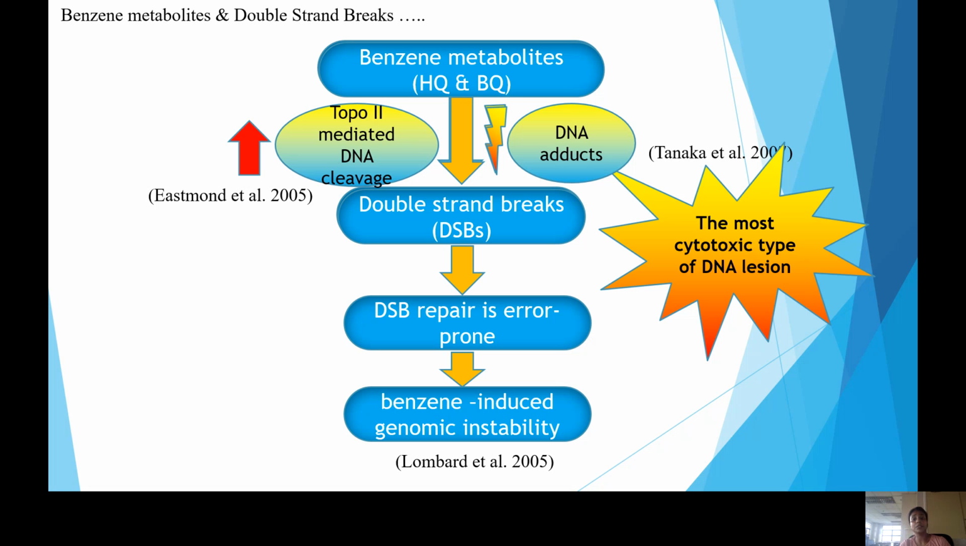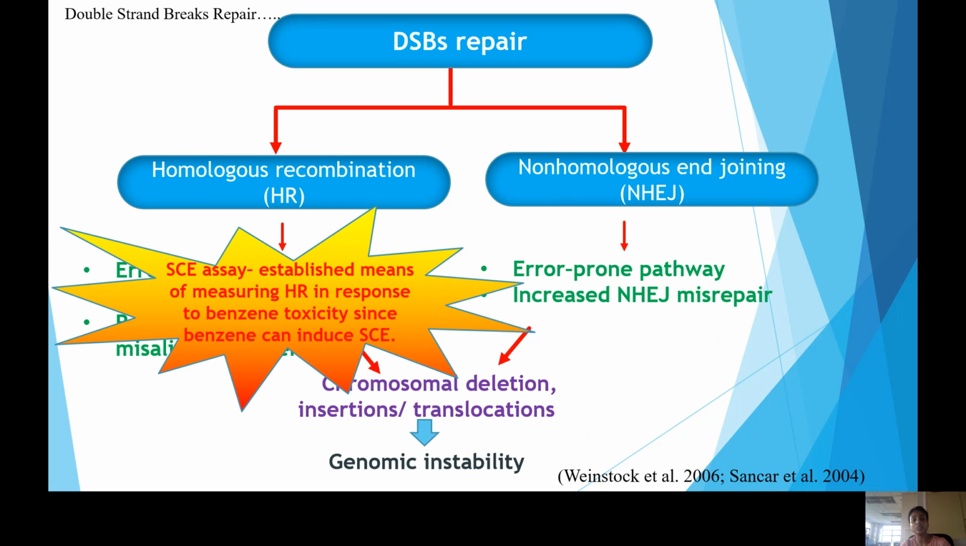Apart from that, the double-strand breaks caused by benzene actually cause error-prone DNA repair, which also plays an important role in benzene-induced hematotoxicity. This DNA repair is divided into two main groups, which are known as homologous recombination and non-homologous end joining repair. But according to previous reports, both are actually involved in genomic instability.